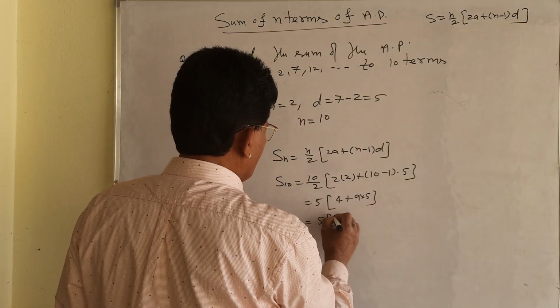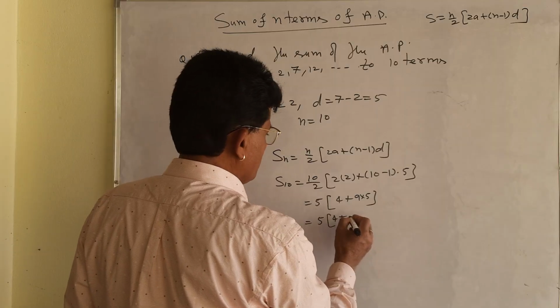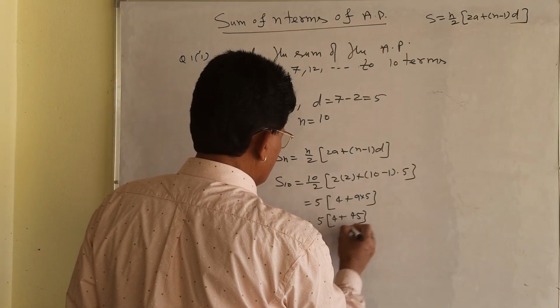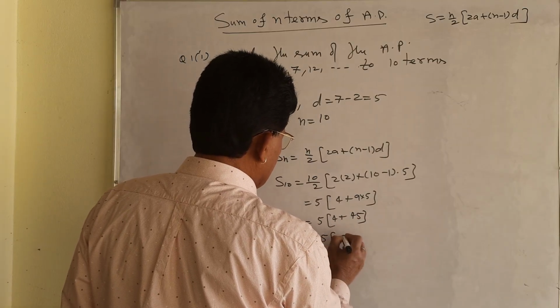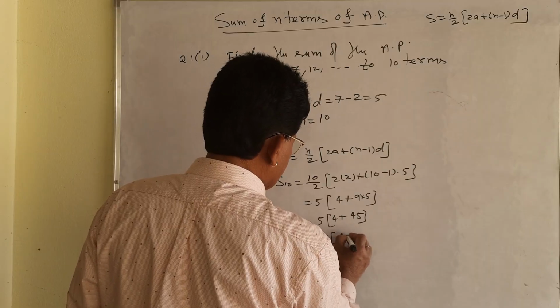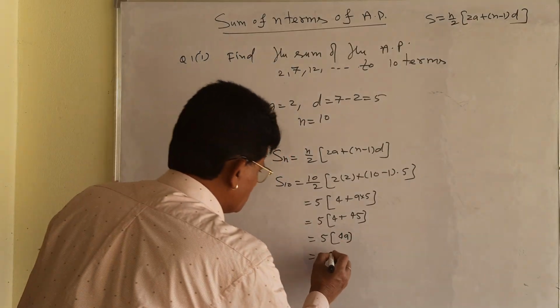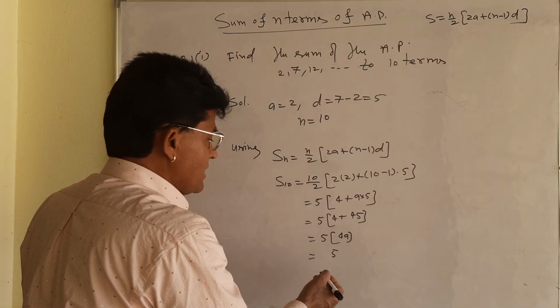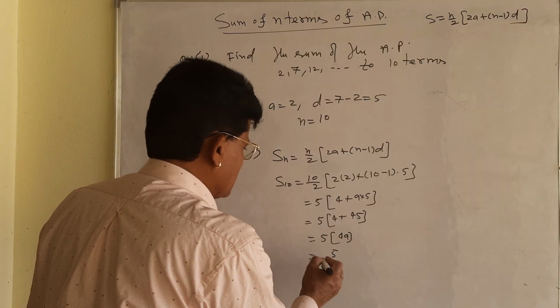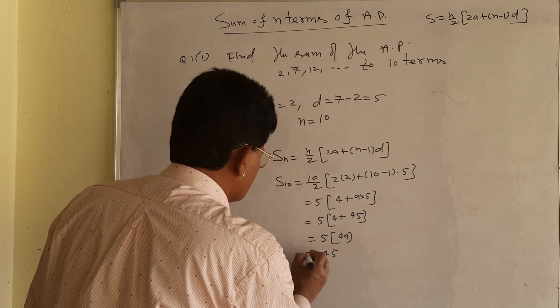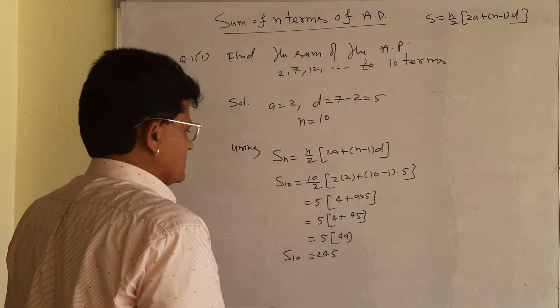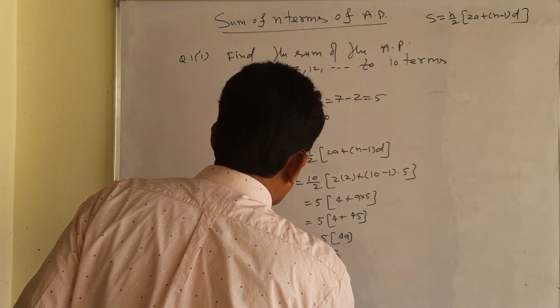4 plus 9 into 5. 9 fives are 45, and 4 plus 45 is 49. You multiply it by 5, which gives 245. It is the sum of 10 terms in AP.